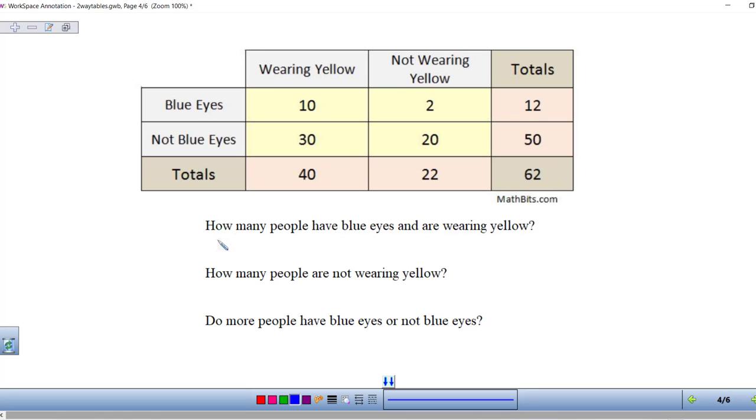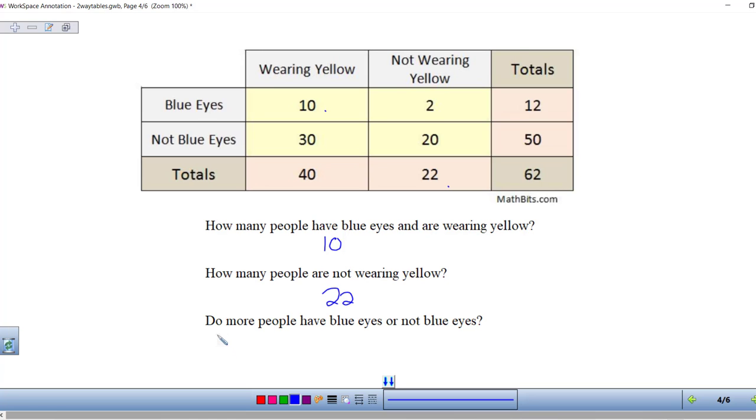How many people have blue eyes and are wearing yellow? So I see the blue eyes category and I go over to wearing yellow, 10. How many people are not wearing yellow? So I would see not wearing yellow, and that question doesn't say anything about their colors of eyes, so I just want all of them that are not wearing yellow. So I would go down to the bottom and see this total, 22 are not wearing yellow.